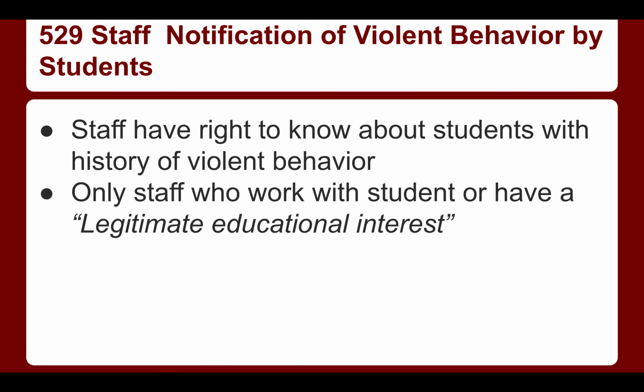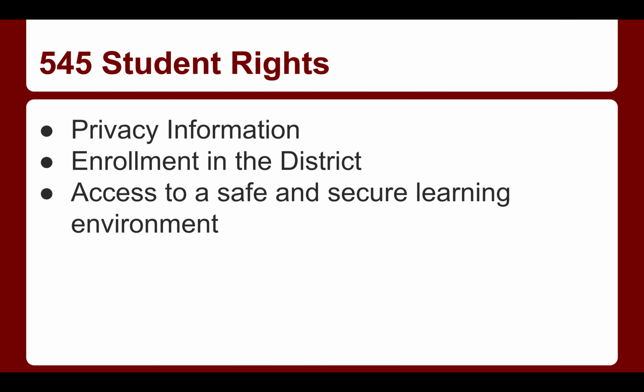529, staff notification of violent behavior by students. Staff have the right to know about students with a history of violent behavior so that they can make sure they're prepared. But only staff who work with a student or have a legitimate educational interest are privy to this information. 545, student rights. It's privacy information. It talks about enrollment in the district and then access to a safe and secure learning environment.